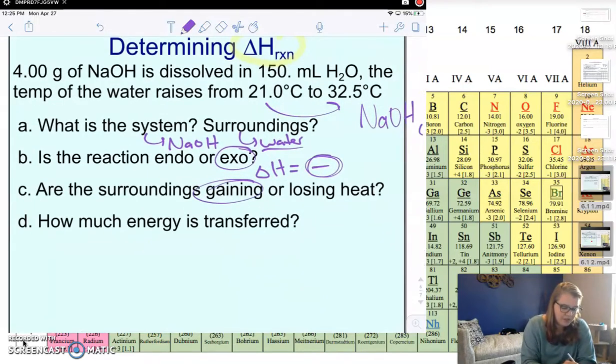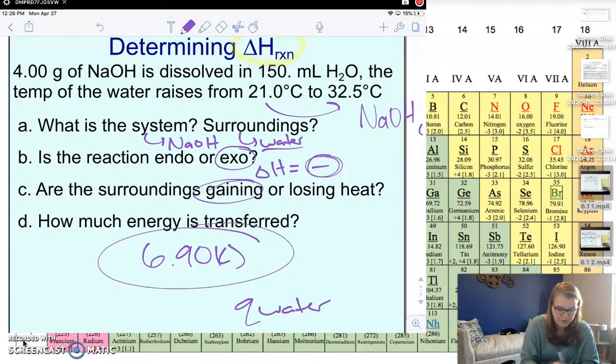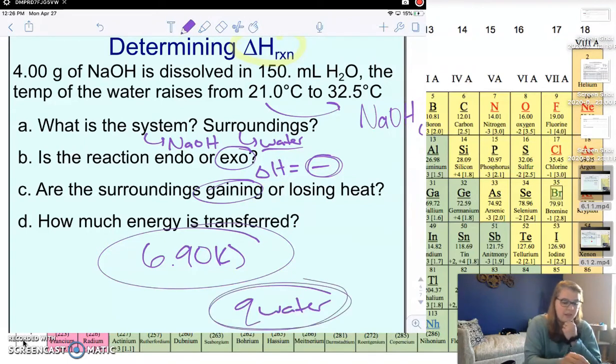So how much energy is transferred? 6.90 kilojoules. That is the amount of energy that left the system and went into the surroundings. Because what we were actually measuring is Q of the water. We did the mass of water, the specific heat of water, and the change in temperature of the water. So we actually solved for the Q of the water. This is how much energy got transferred to the water.